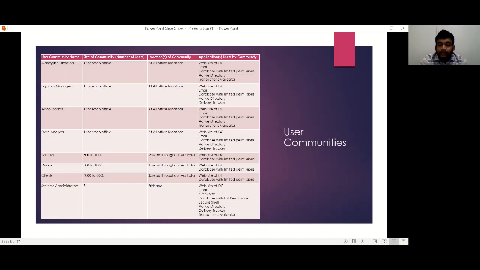The activities are spread throughout Australia. Coming to system administrators, the size of the community is 5 members, located in Brisbane. The applications used by them are the website of F4F, email, FTP server, and database with full permission, and secure shell. Furthermore, active directory, delivery tracker, and transaction validator play a major role as system administrators, and they have been given higher priority among all of them.